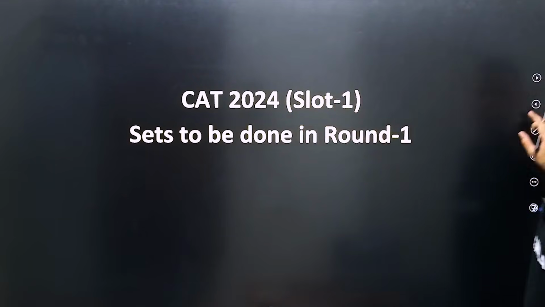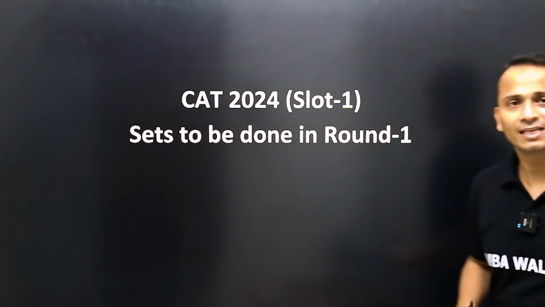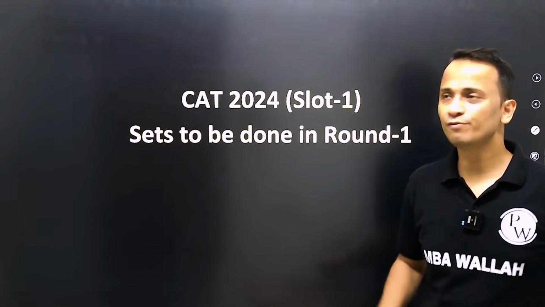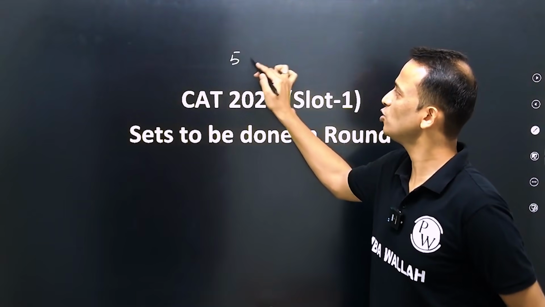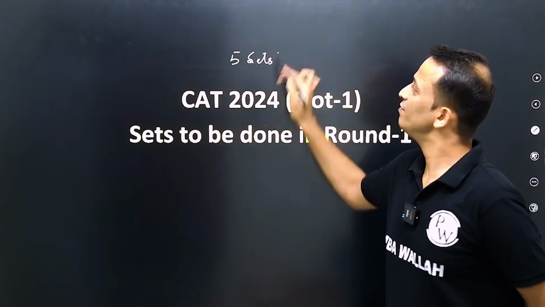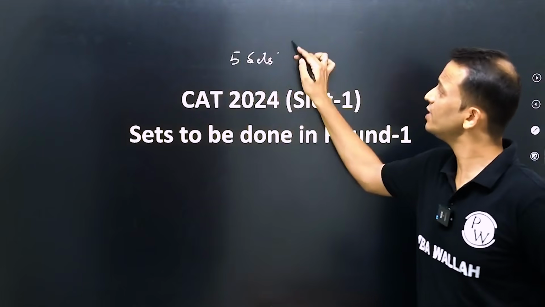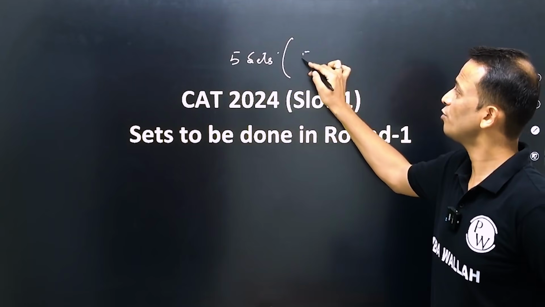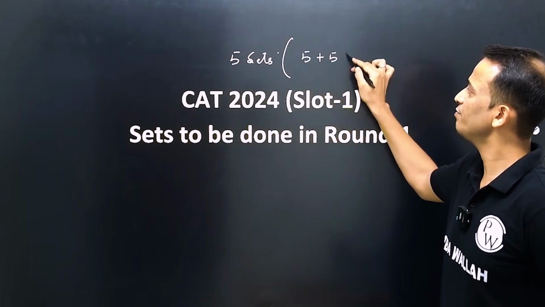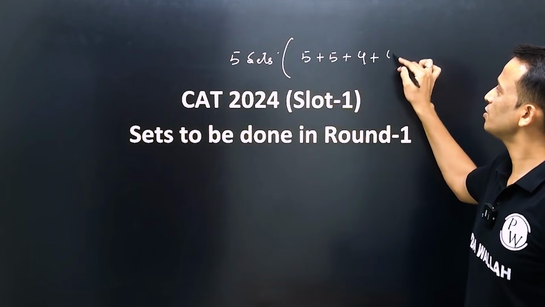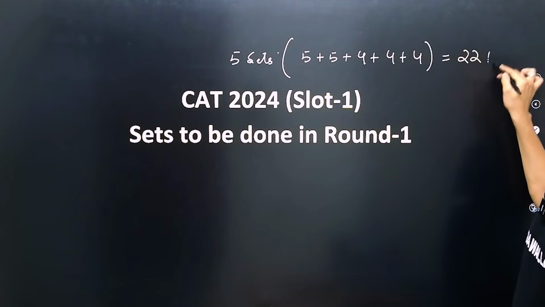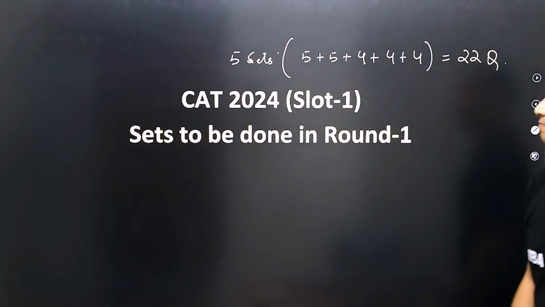Now, first of all, let's write the analytics, right? Simple facts that we have known. So in CAT 2024 slot 1, we have seen a total of 5 sets, right? Now, these 5 sets were divided into questions of 5 plus 5 plus 4 plus 4 plus 4. That means a total of 22 questions, right?